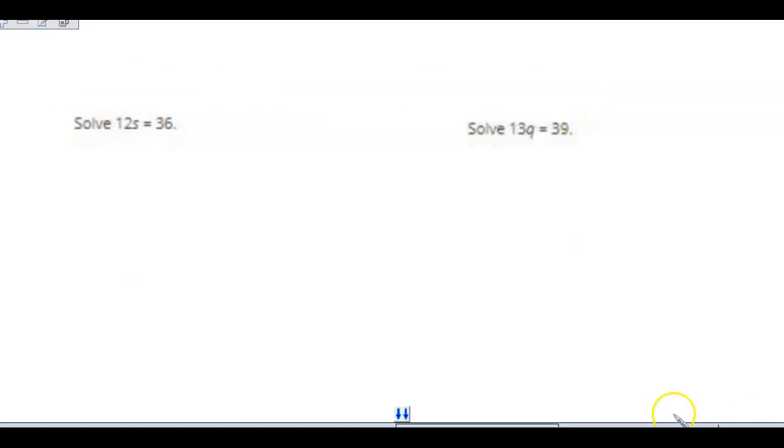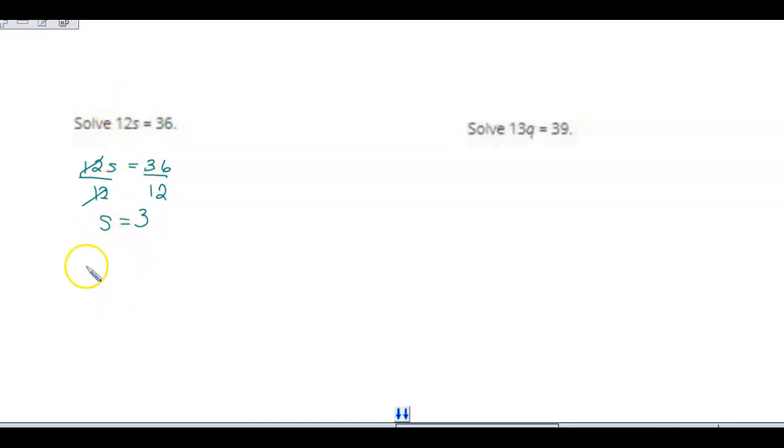I have 12s is equal to 36. Well, I know that 12s is saying 12 times s is equal to 36. Because this is multiplication, the first thing I need to do is to divide each side by the 12. So I'm going to divide this by 12, and I'm going to divide this by 12. 12 divided by 12 is 1, so I have s by itself. And 36 divided by 12, well, I know 12 times 3 is 36, so it's going to be 3.